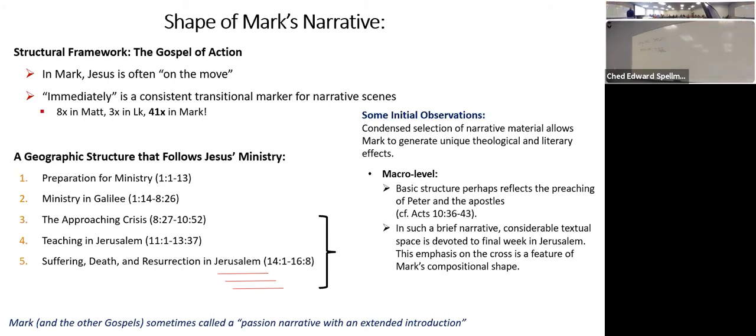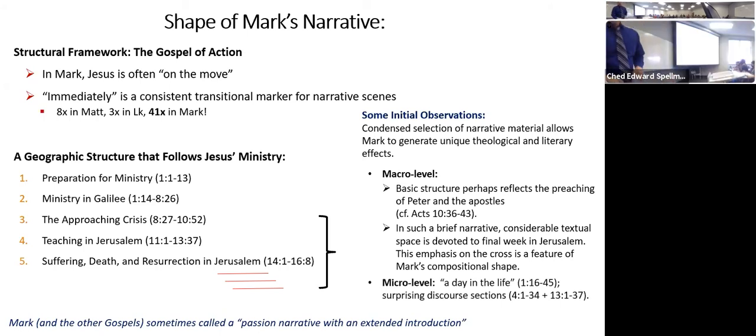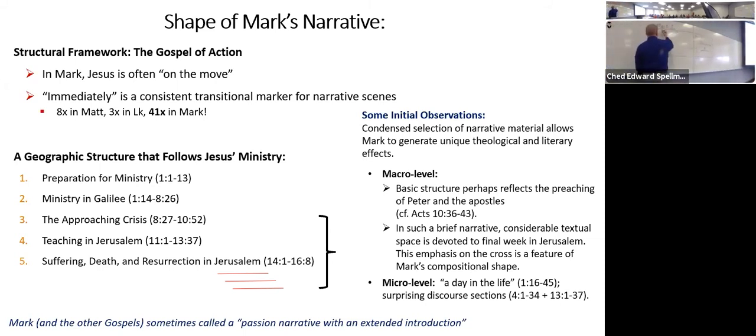But something else that helps us see this is that we see this on a macro level, but we can also see it on a micro level. So we're going to look here in just a minute at the first 15 verses. Let's just look at chapter 1 here, the Gospel of Mark.